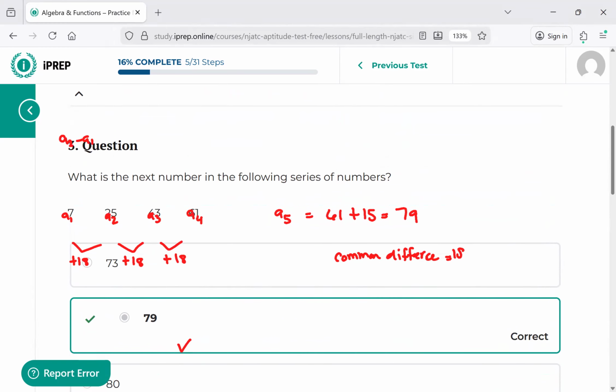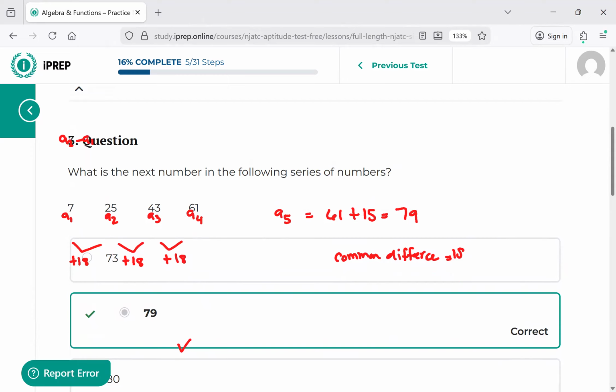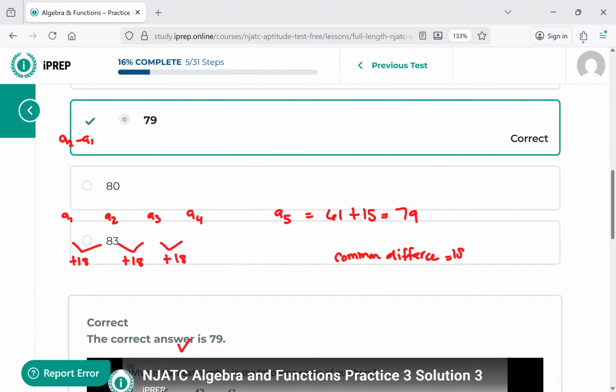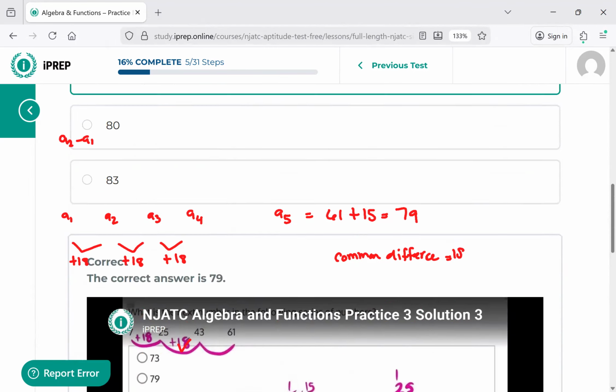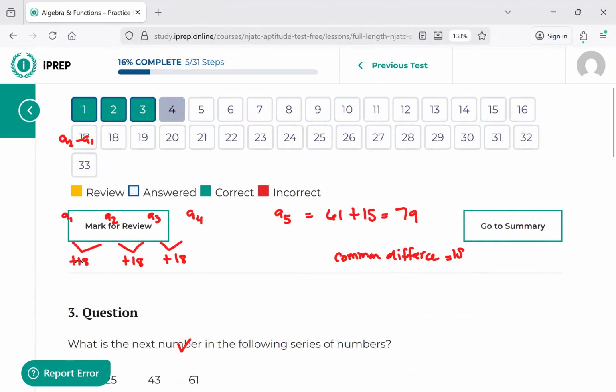Correct. Okay. Now, sometimes it won't be this easy. You might have a common ratio. You might have an alternating sequence where it changes from a difference to a ratio. So, yeah, let's move on to question four.